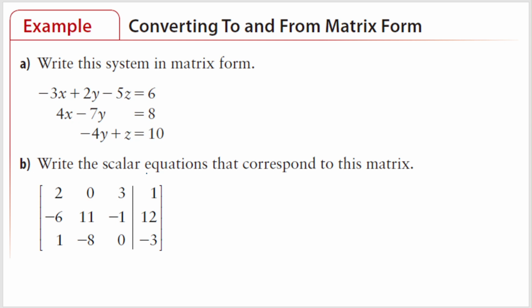If you have a system of equations like this, the matrix form of this equation is, well, we only extract the coefficient of each variable together with the constants on the last column, right? So the matrix form of this system is -3, 2, -5, and 6, then 4, -7. There is no z here, so that's actually 0z, right? So we'll put a 0 here, and 8 is the constant. And for the last one, there is no x, so that's actually 0 times x, right? That's 0, -4, and 1, and 10.